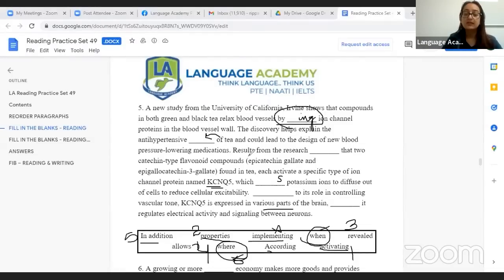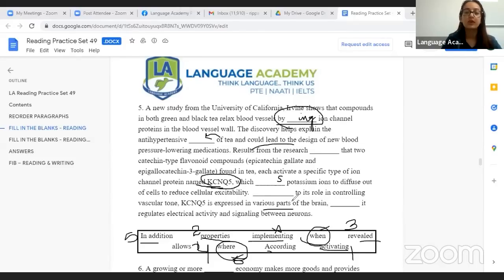Third, research, the results of research, we generally say the results suggest, the result shows or something, or revealed. So we had revealed out of that. The noun here was this one protein, so we need a verb with S, which was only one, again allows. This protein allows this to happen.